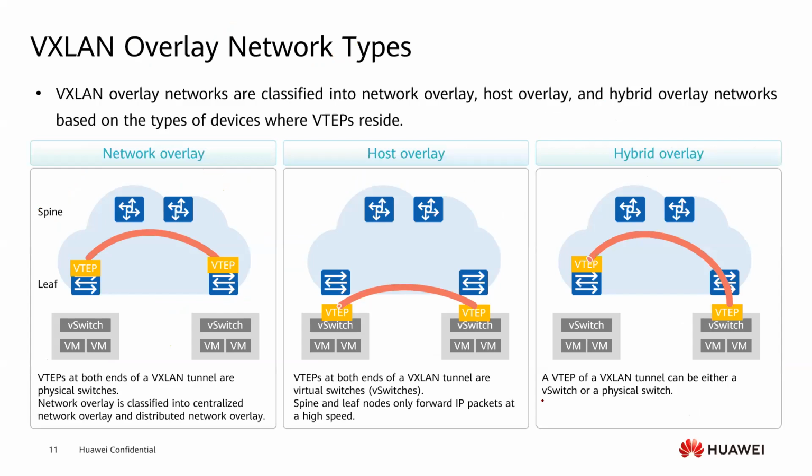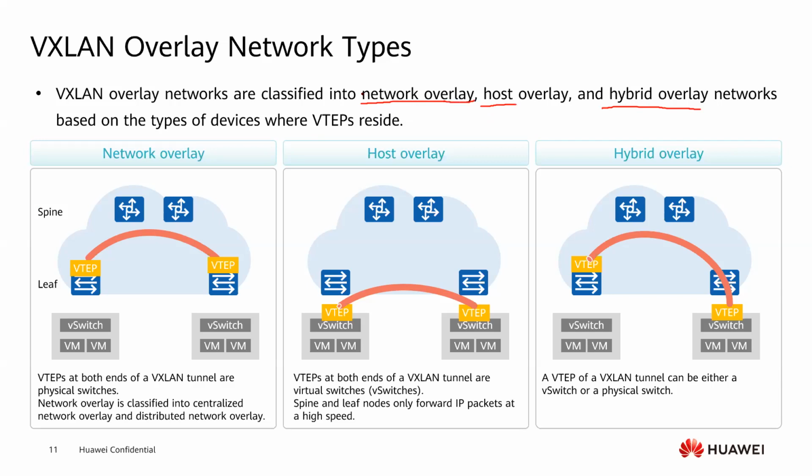And now let's look at the different overlay network types in data center networks. We just need to know this concept. We have three network types for the overlay: we call them the network overlay, host overlay, and hybrid overlay. So what does network overlay mean? It means the VTEP.